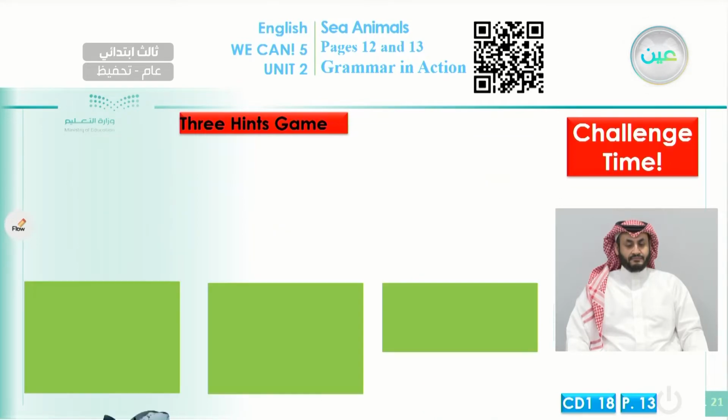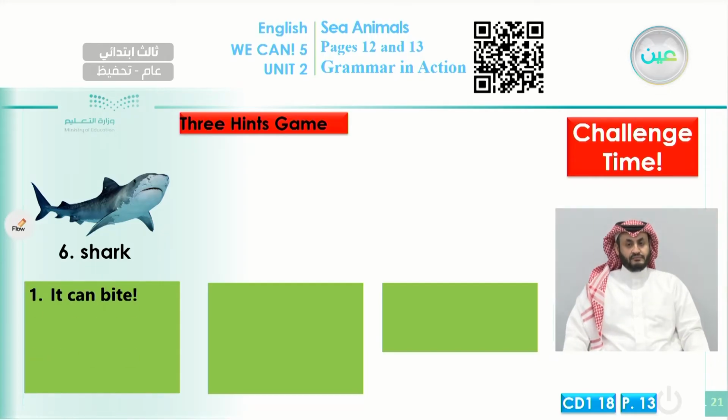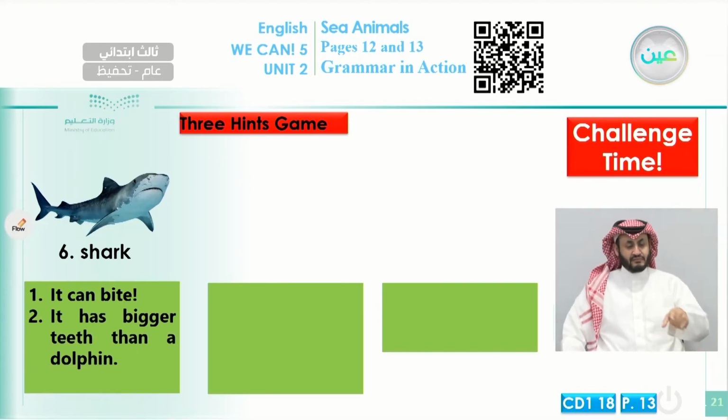Okay, so let's have these pieces of information again. When we talk about a shark, we know that it can bite. Also, this told us it has bigger teeth than a dolphin. And the third hint is we can say it is the scariest. When we compare it to other sea animals, we find out that sharks are the scariest.